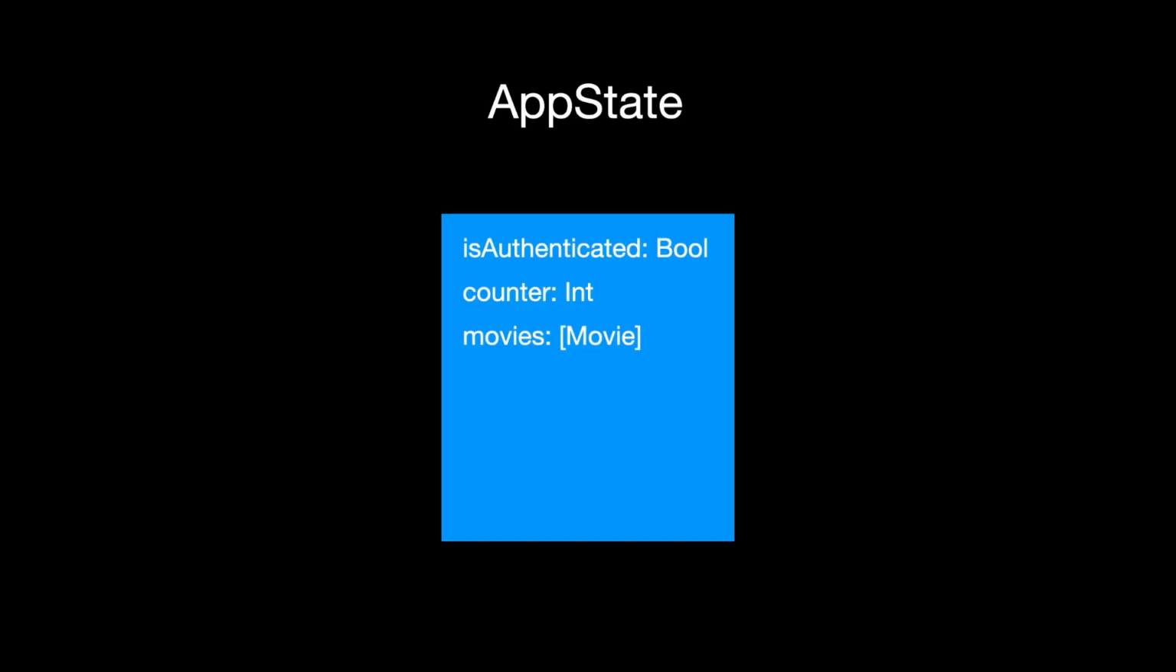Well, a state can be represented by a global state called app state. This can be a very simple structure which can have properties like is authenticated, counter, or a list of movies or other items that you want to put in the global state. Now, sometimes you may have too many items in the global state or the root state, and you want to separate them out into corresponding slices of the state.